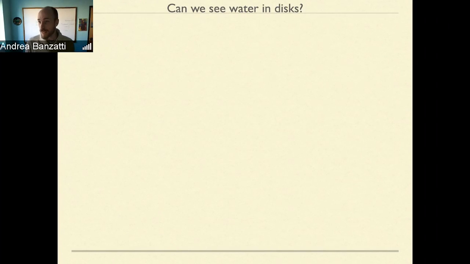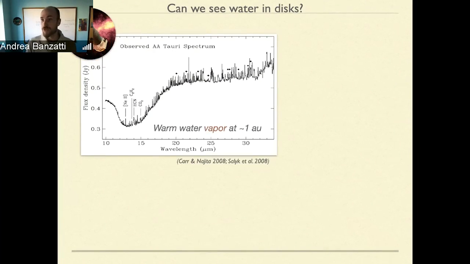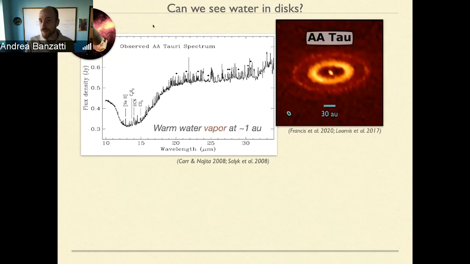And it was 2008 that researchers using the Spitzer Space Telescope made a great discovery. They saw that in disks we can observe a very dense forest of emission lines, mostly from water, tracing warm water vapor inside of 1 AU in these disks. Now, this was the disk of AA Tauri, which has later been imaged with ALMA as a ringed system.